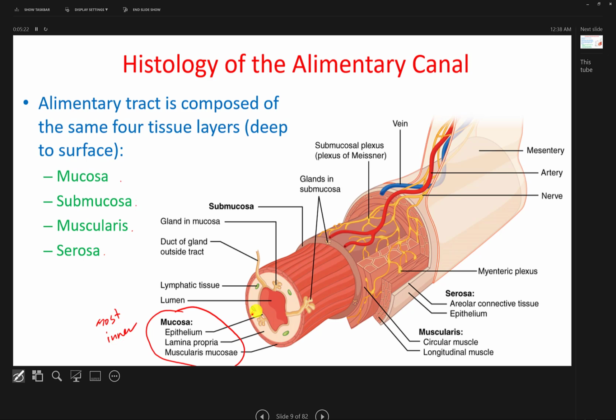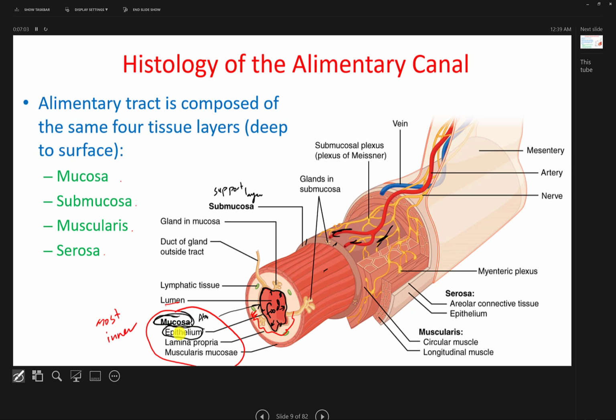Here, the mucosa is open to the lumen. So the food is here. So the mucosa is the layer that comes in direct contact with the food. And usually this has also 3 sublayers. The main one is the epithelium. The inner type of cells lining the lumen of the alimentary canal are epithelial cells. In this layer, absorption is happening, especially in the intestines.